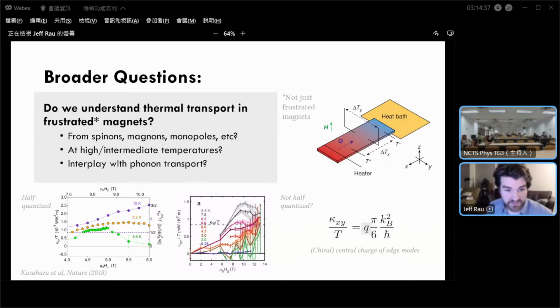And so there were some claims a few years ago that they were seeing this in ruthenium chloride in a certain configuration of field. This was a bit of a mystery because we knew it wasn't as close to a Kitaev model as you'd want to see this physics.